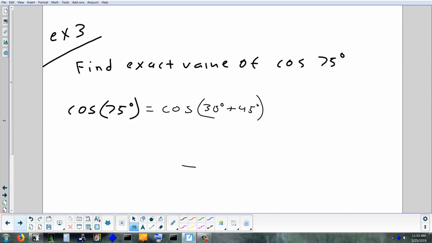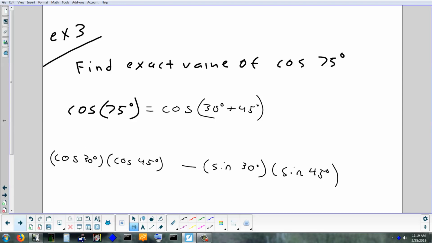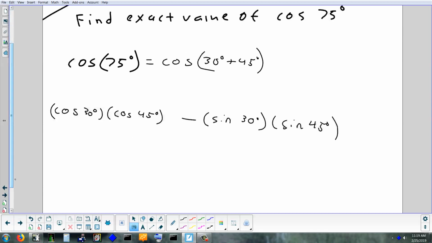Cosines. Yep, cosine of 45 and 30. Cosine 45. All right, so we'll figure those out. What's going to come after the two plus signs? The minus sign. The sine. Yep, sine of 30 and 45, and sine 45. Just figure out each one of those.